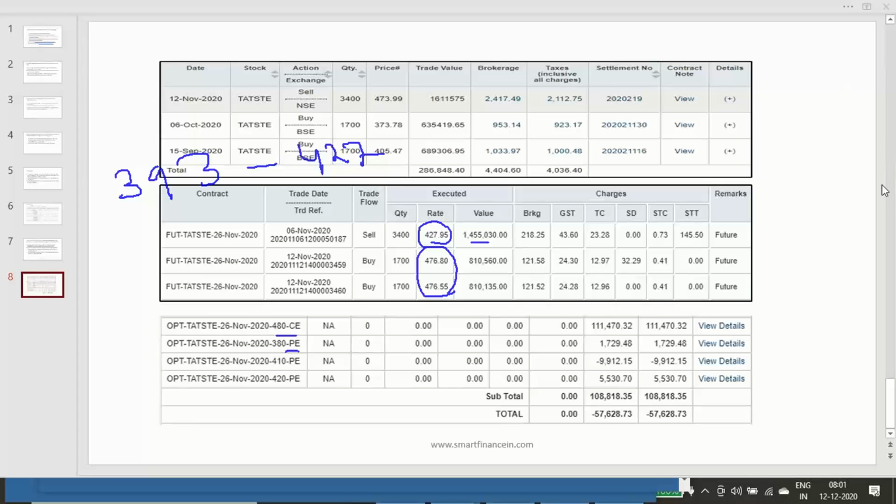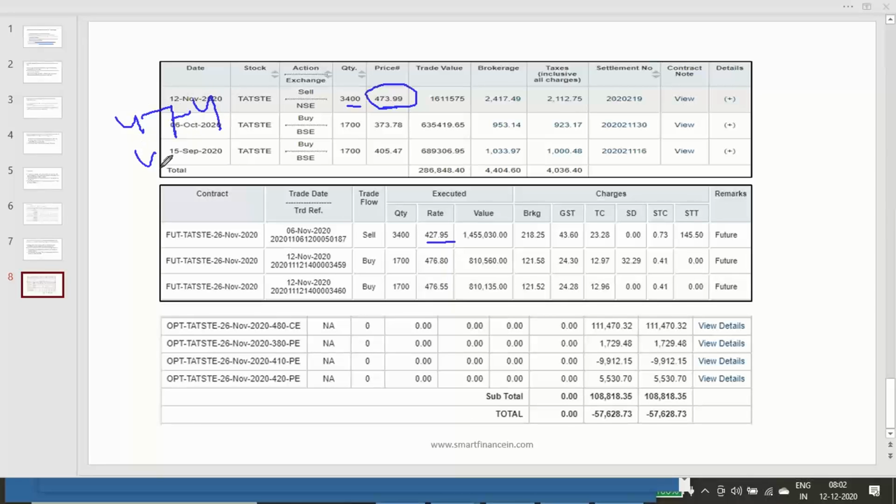So what happens here? In November, say I'm closing the entire position. I don't want to carry on. So this 3,400 shares, I'm selling at 474 rupees. Trade value, so 16 lakhs rupees I am getting back. I want to close all these futures and options positions also. Total 400, I could have sold at 430, 428. I'm getting 473, 474, 428, I'm just rounding it off.